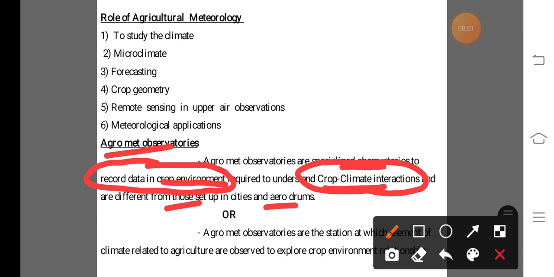This is found by recording weather parameters in the observatory. So this is the meaning of the Agromet observatory.